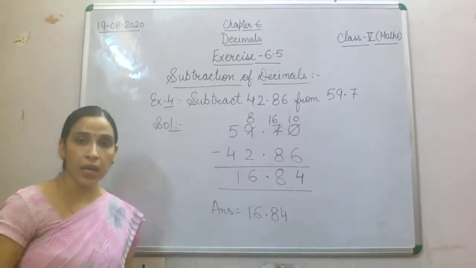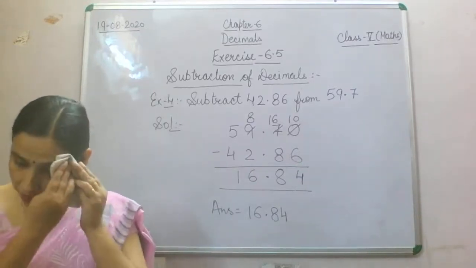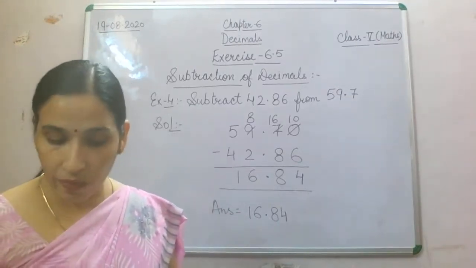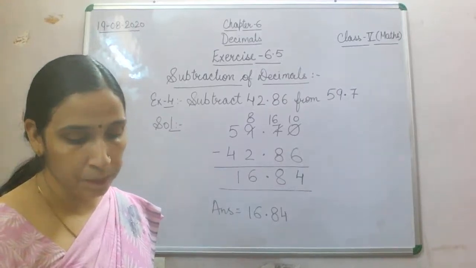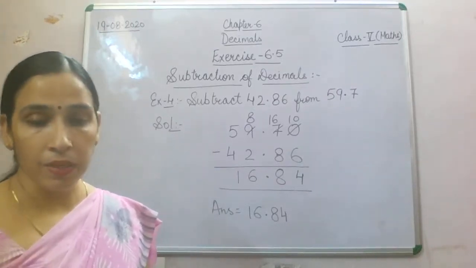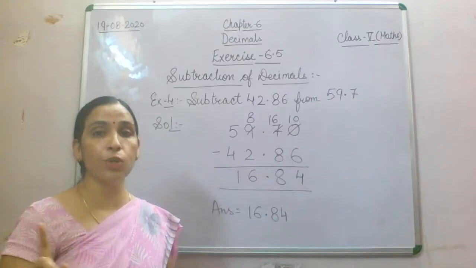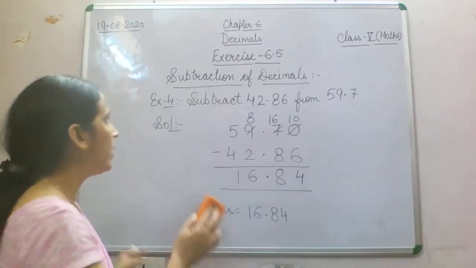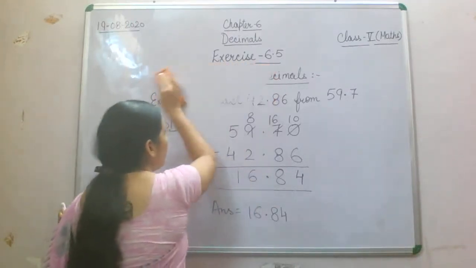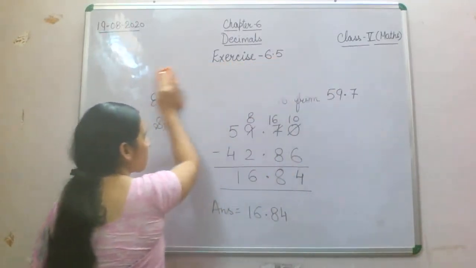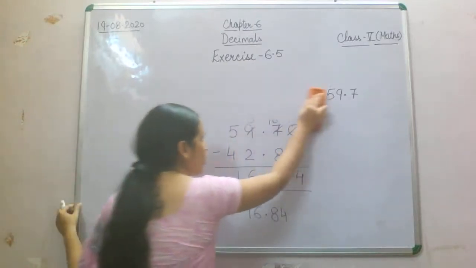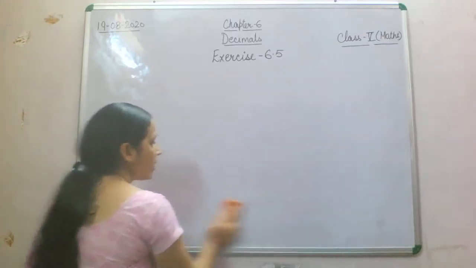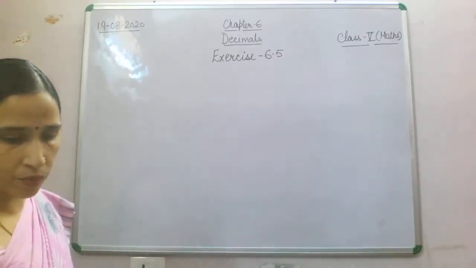So now let's start our exercise 6.5. Fine, two questions we have already done yesterday. Today we will see the third question, which is already arranged in column form in your book, and you are supposed to do it in your book only. So today we will start with question number 4 of exercise 6.5. So let's start that.